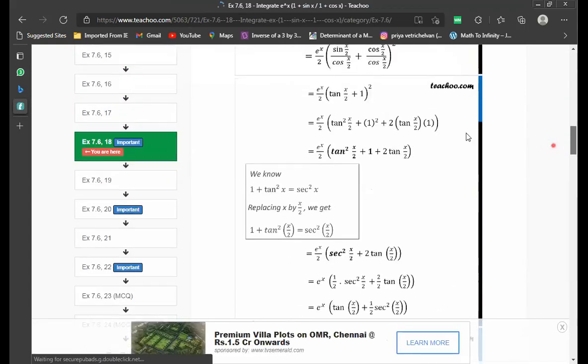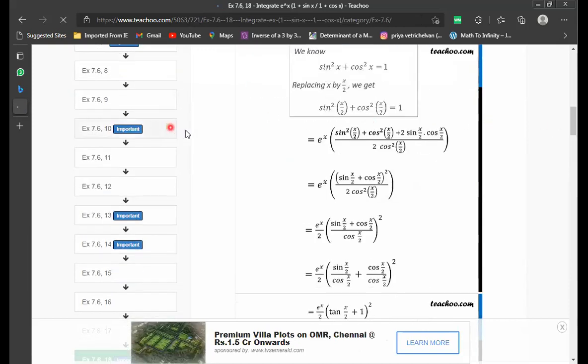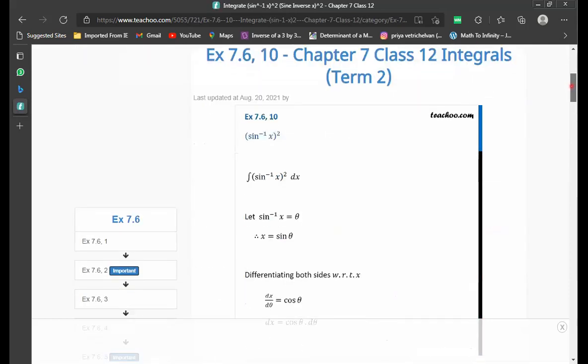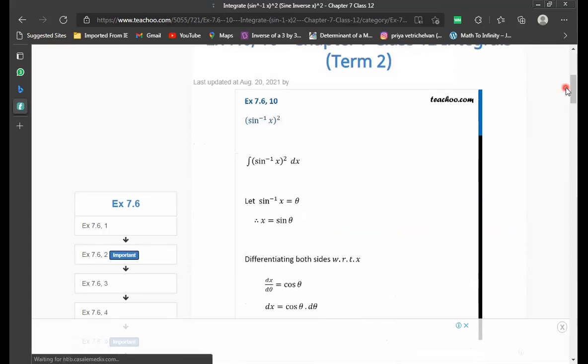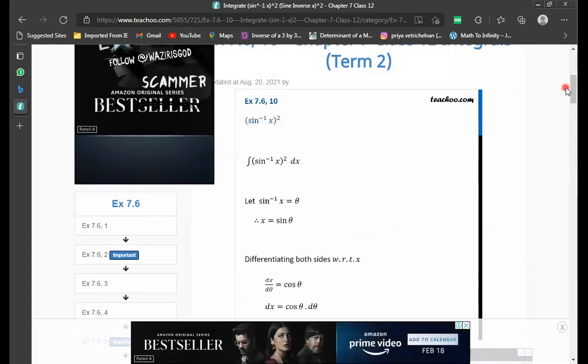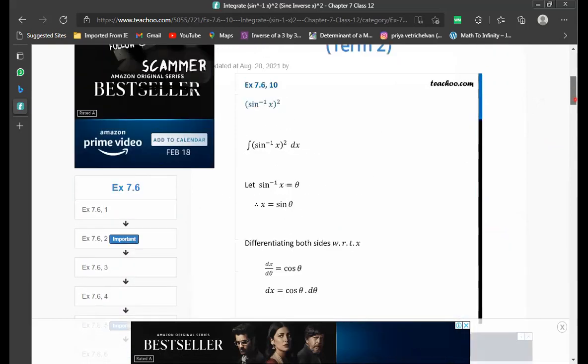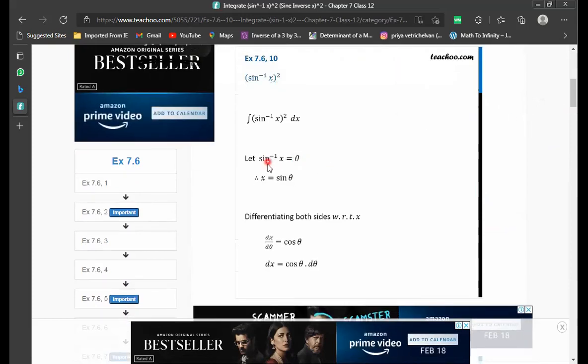Directly click the 18th one, sine inverse of x also. This is the substitution method. Assume x is sine theta. When you assign this inverse trigonometric function to a variable, you will introduce a new variable here, and differentiate both the sides.